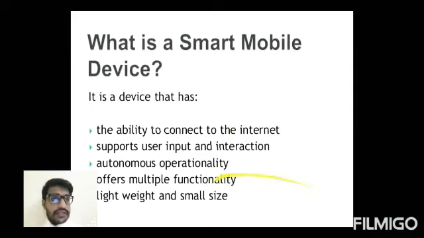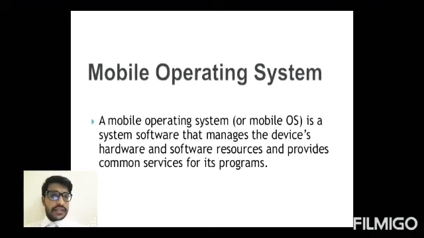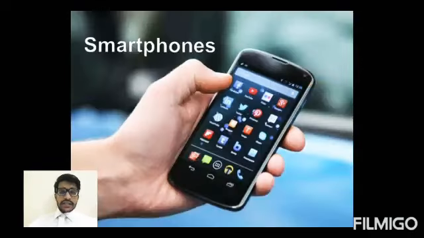Next one is types of mobile device. The mobile operating system, or mobile OS, is system software that manages the device hardware and software resources and provides common services for programs on smartphones.